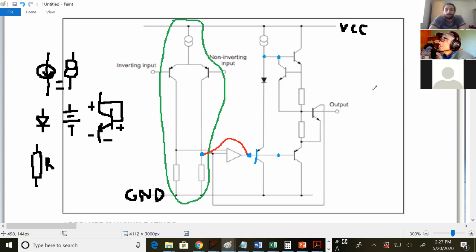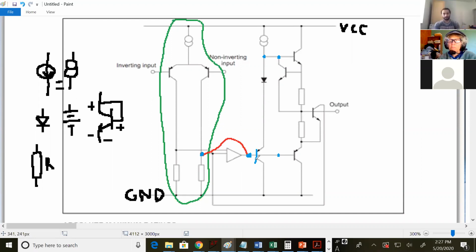Is it a phase inverter? So you can drive both sides of the push-pull? I wouldn't call it a phase inverter. I'm stumped. Okay, so let's go back to this transistor. I think that this is coming from the diff pair. You can see that.